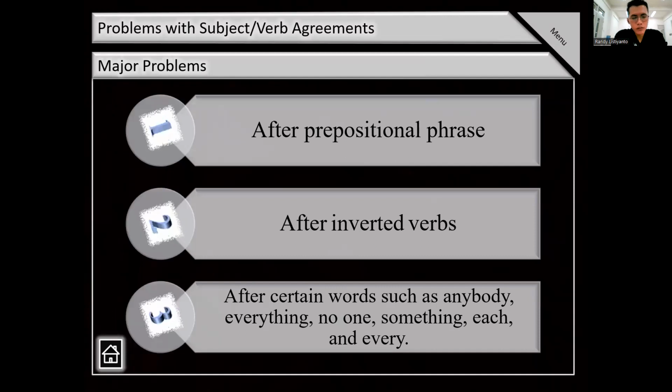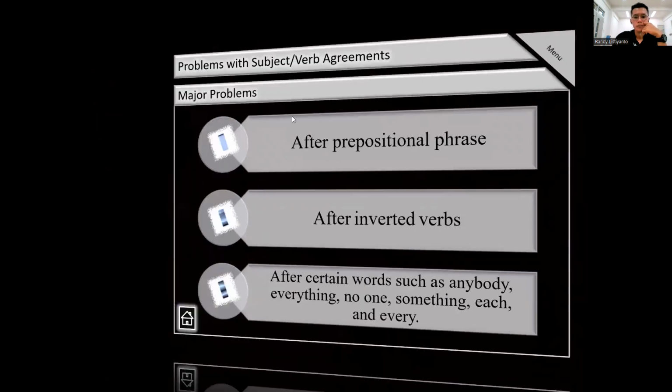There are three major things that you have to take into consideration. The first is prepositional phrase. The second one is inverted verbs, and the third is after certain words such as anybody, everything, no one, something, each, and every. For prepositional phrases, I recommend you reread or restudy that topic before diving into this topic. Inverted verbs as well, as the previous meeting discussed inverted verbs. Let's start with prepositional phrase.